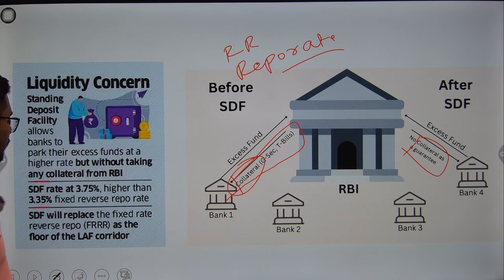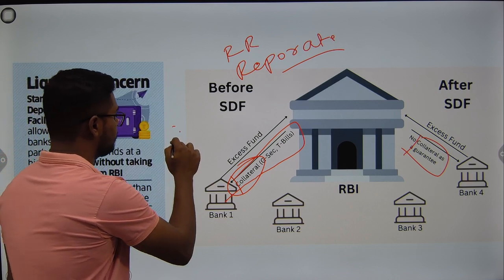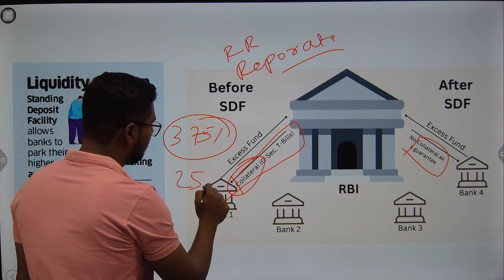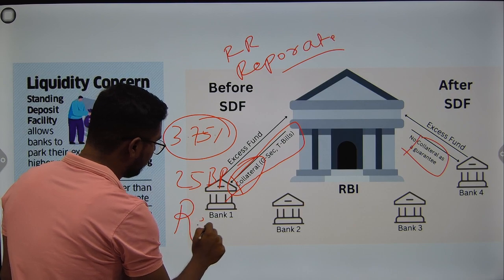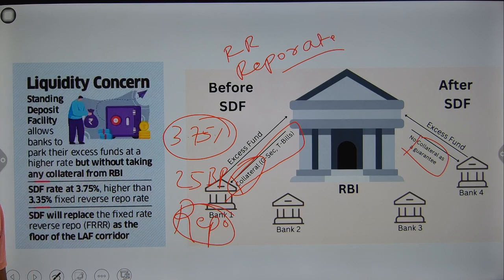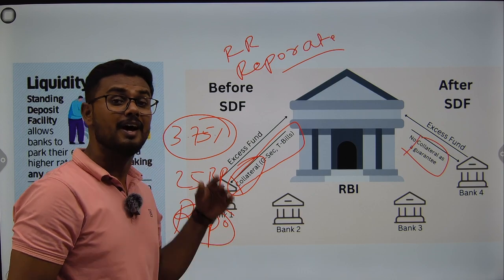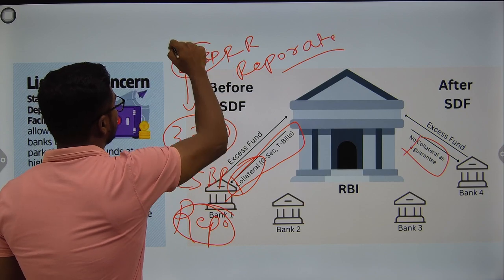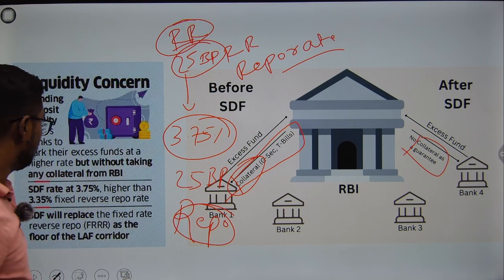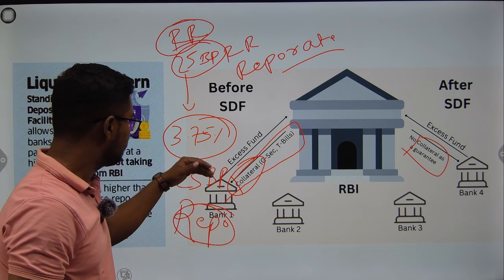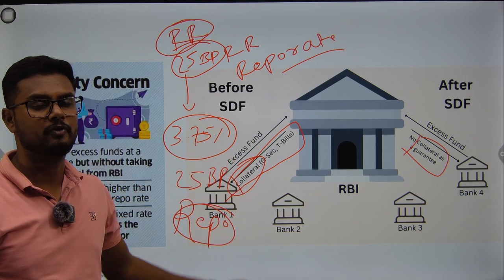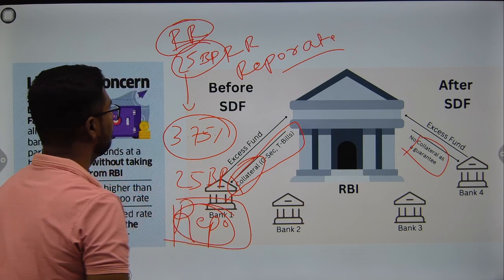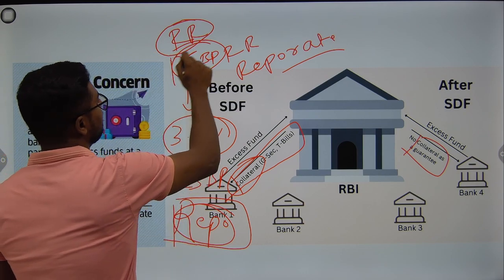Then what is the rate at which SDF is being provided? Right now it is at 3.75%. This is 25 basis points higher than the repo rate. Please note, the rate at which SDF is being provided is 25 basis points higher than the repo rate and 25 basis points lower than the reverse repo rate. Please don't get confused. The rate at which SDF is being provided is 3.75%. This is 25 basis points higher than the repo rate and 25 basis points lower than the reverse repo rate.